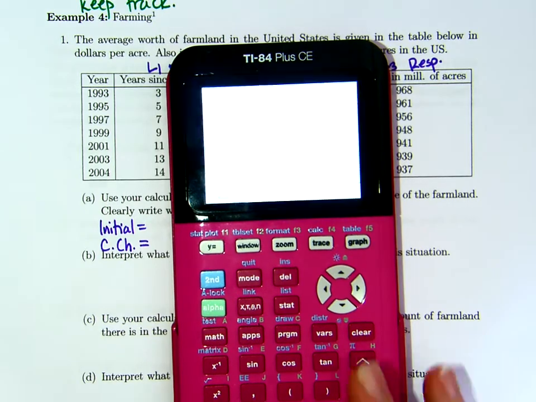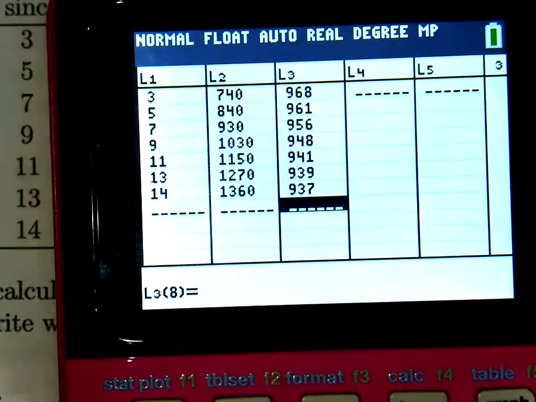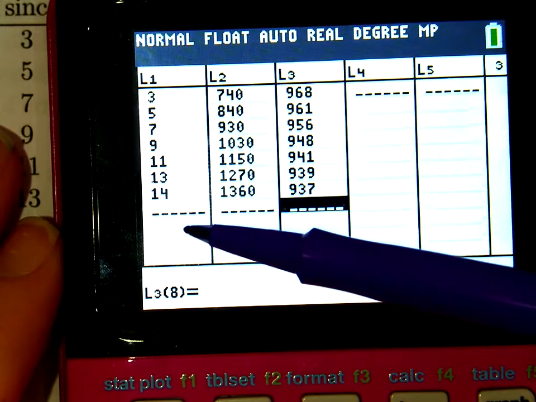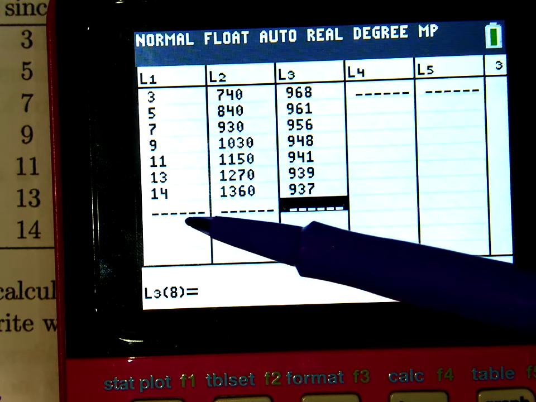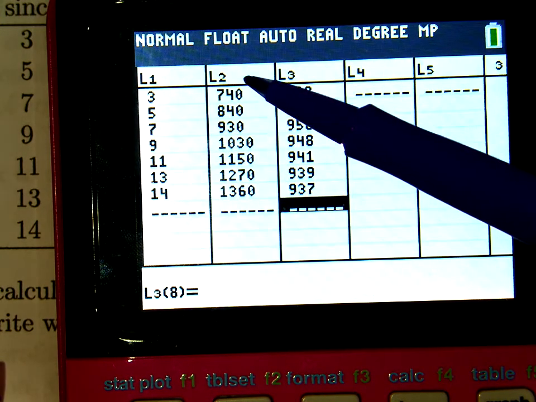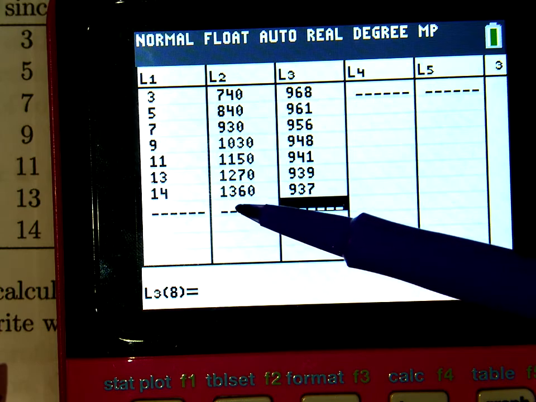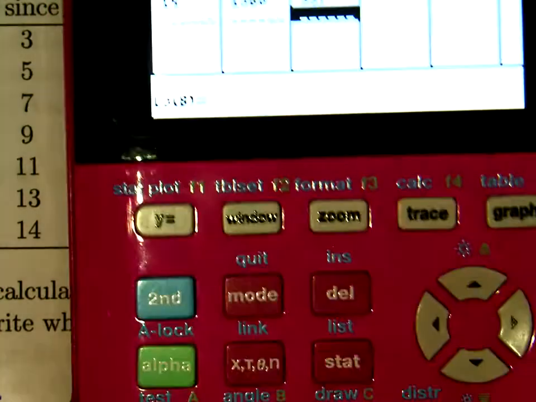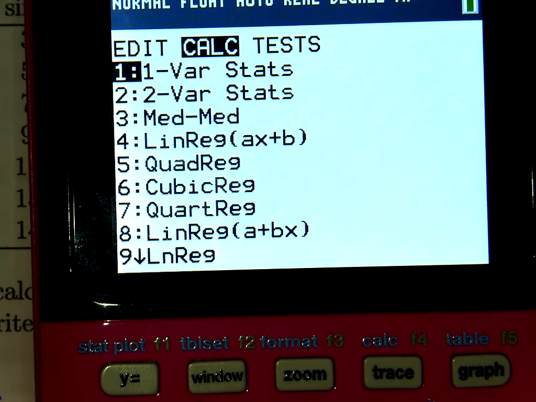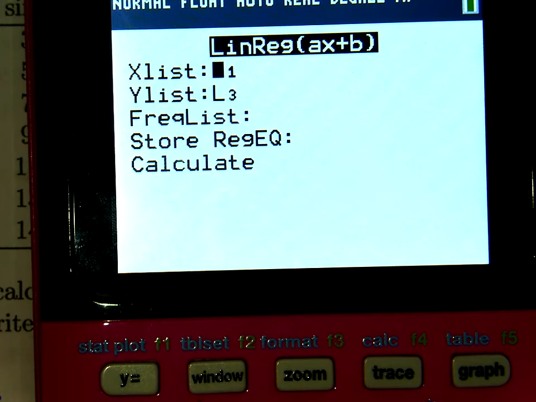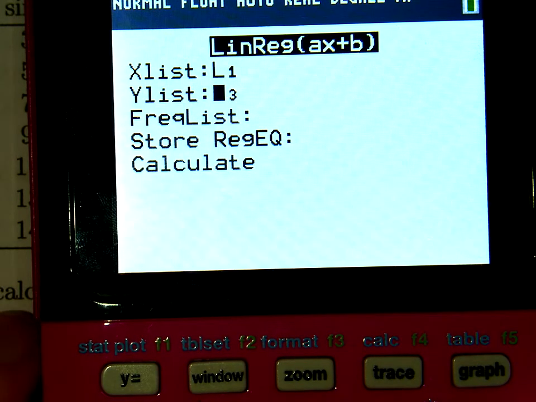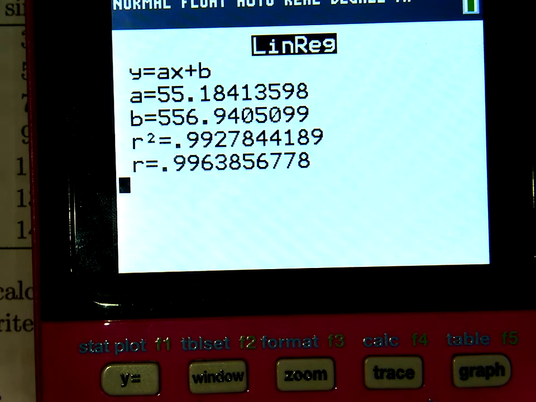So let's go ahead. I've put into list 1 the years since 1990, and in list 2 you see the values per acre. So I'm going to go to Stat, Calculate, Linear Regression Model, hit Enter. List 1, but in this one I have to go second 2 for list 2, because that was the value. All right, and now I'm going to jot these down.